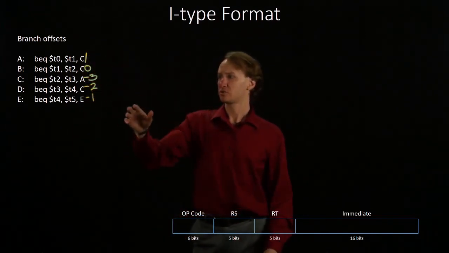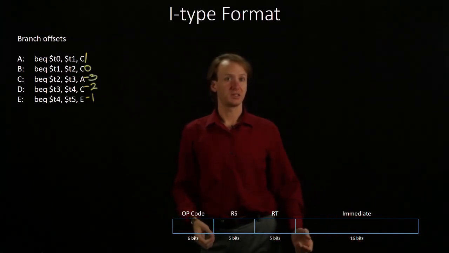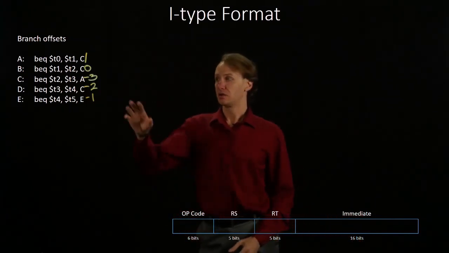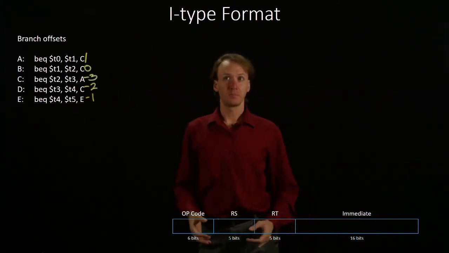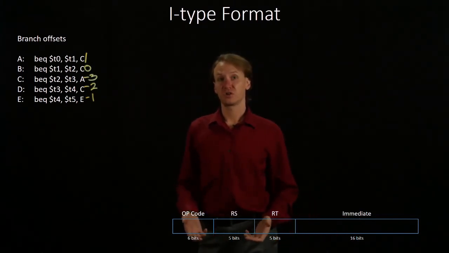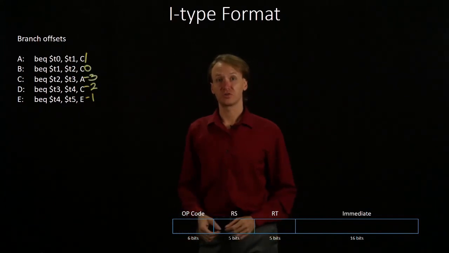So those are all the values that I would put in for the immediates for those instructions. I'd make sure they're all in 2's complement format when I put them in, but otherwise, the branch instructions work pretty much the same as all the other instructions we've seen.